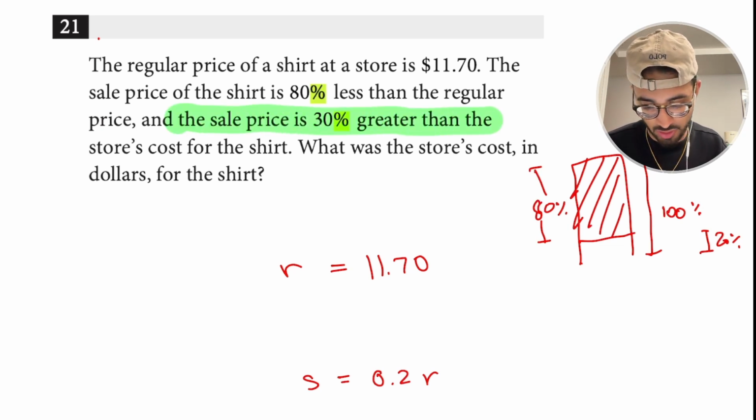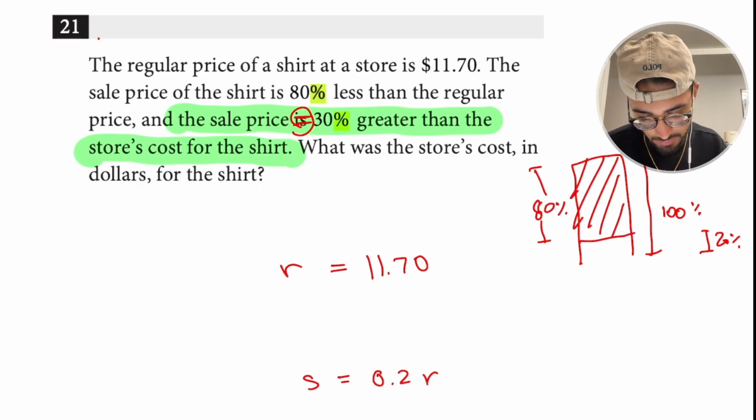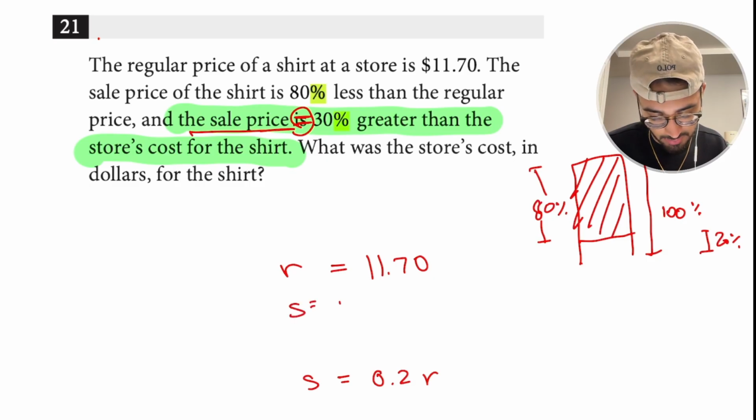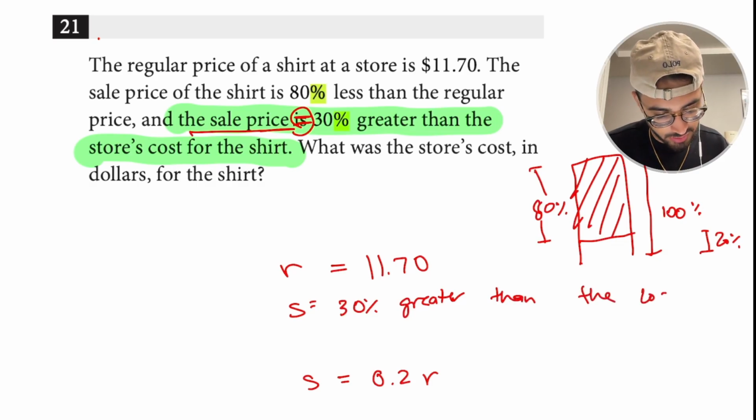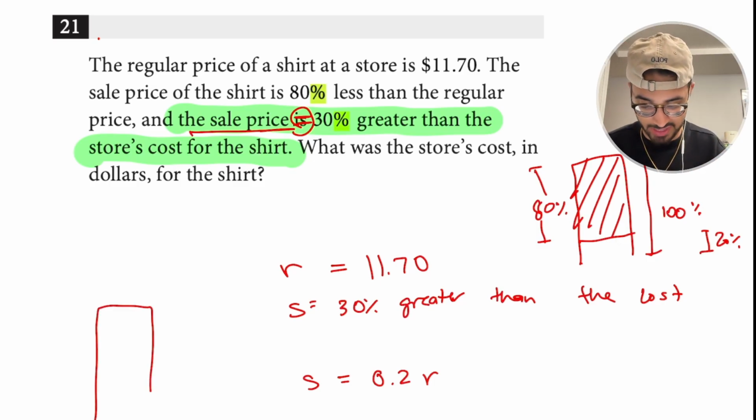The sales price is 30% greater than the store's cost for the shirt. Well, there I found our equal sign. That's going to be equal. On the left side, we just have the sales price, so that's easy. And this is going to be, on the right side, 30% greater than the cost, right? Which means that we're going to have a tax scenario, right? Almost, or somewhat tax-like scenario, right?